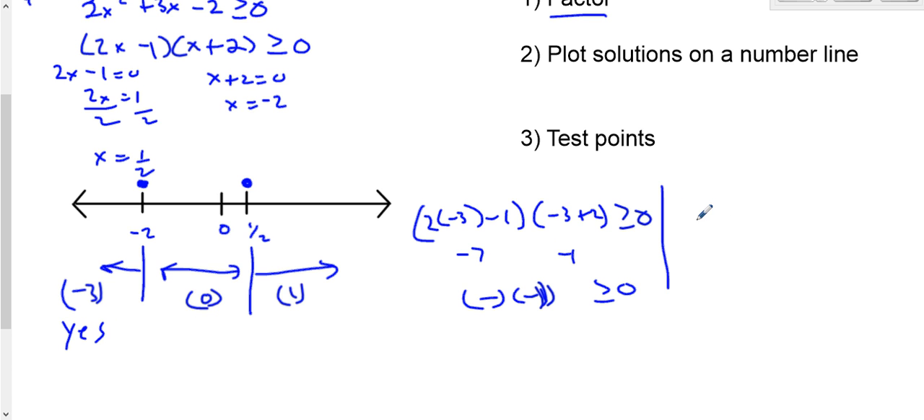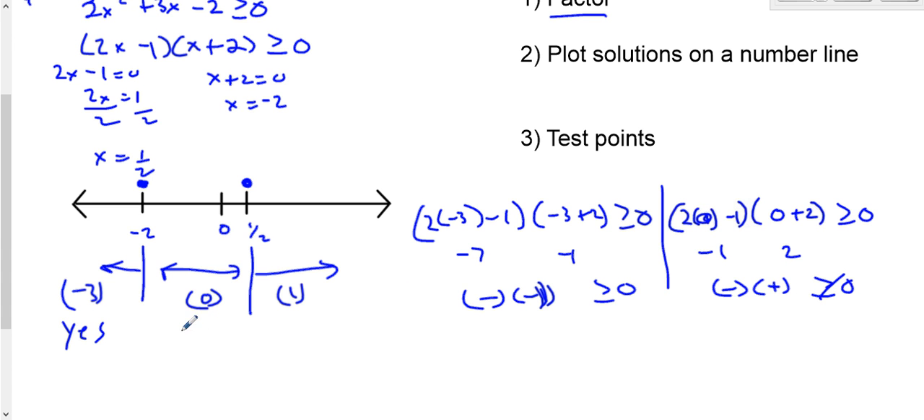When I test 0, that will be 2 times 0 minus 1 times 0 plus 2. We're going to see if that's greater than or equal to 0. 2 times 0 is 0. Minus 1 is negative 1. 0 plus 2 is 2. That's a negative times a positive. I only have one negative there. That's going to be a negative answer that is not greater than or equal to 0. So the values between negative 2 and positive 1/2 do not work in that inequality.